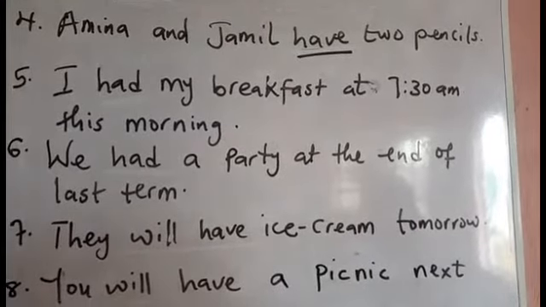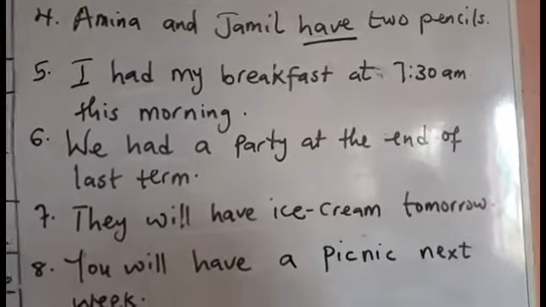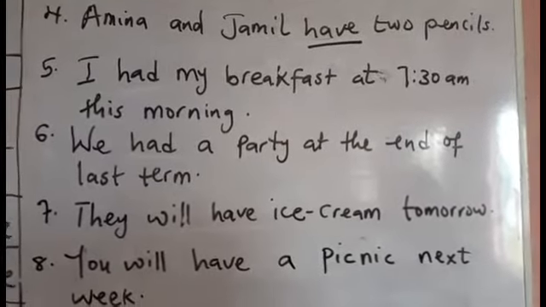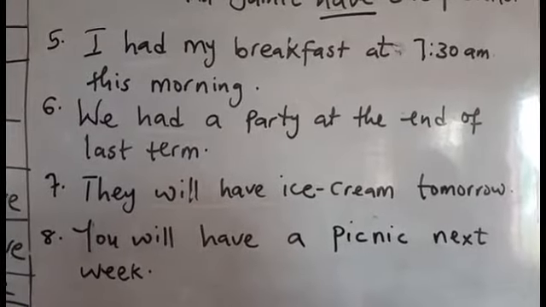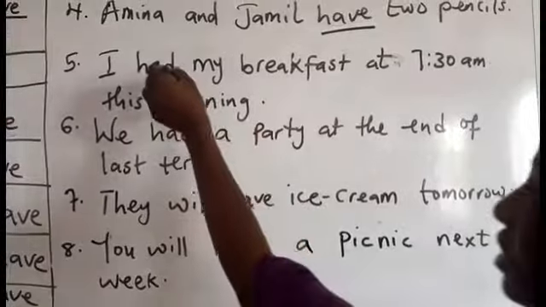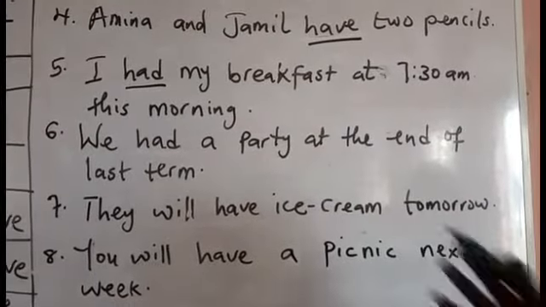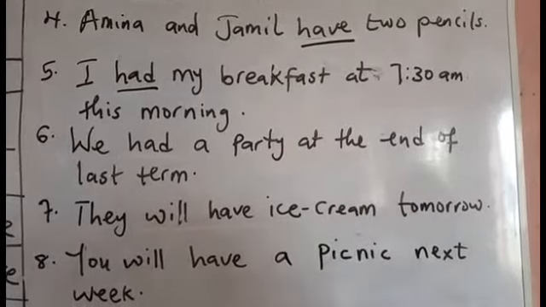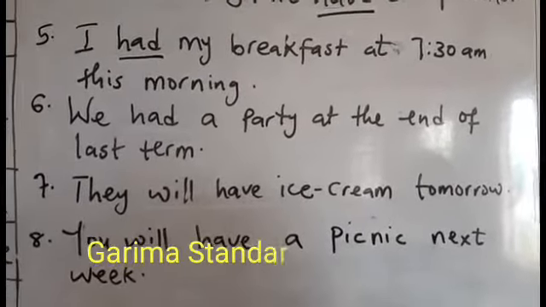I had my breakfast at 7:30 a.m. I had my breakfast at 7:30 a.m. Right now it is past 11. Now it is no longer 7:30. So this morning it's already in the past. So the verb have, it's in the past form. I had my breakfast at 7:30 this morning.